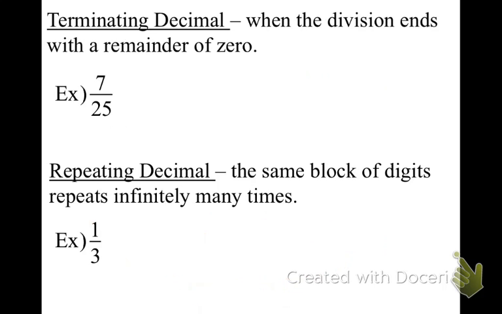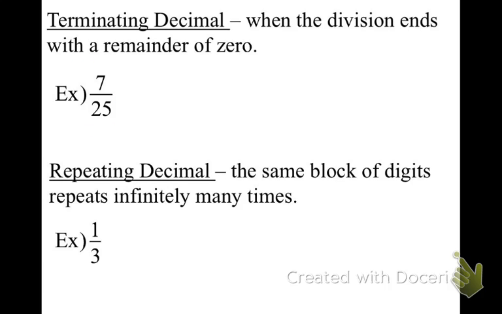So now we're going to go over some new terminology. The first one is something called a terminating decimal. First off, it should be in your notes: it's when division ends with a remainder of 0. We're looking for 0. Make sure this example is also in your notes. I'm going to show you what a terminating decimal looks like.